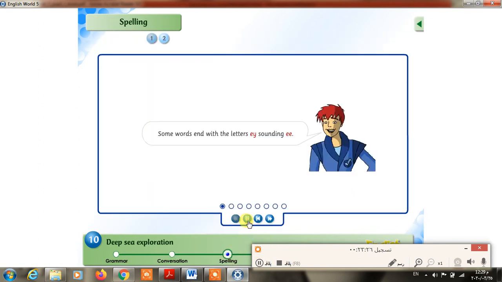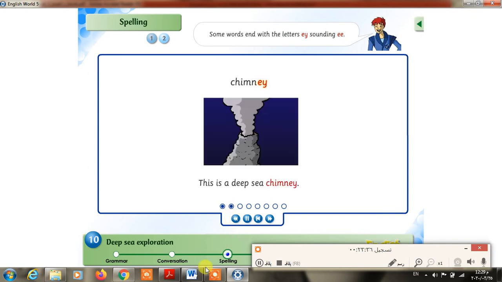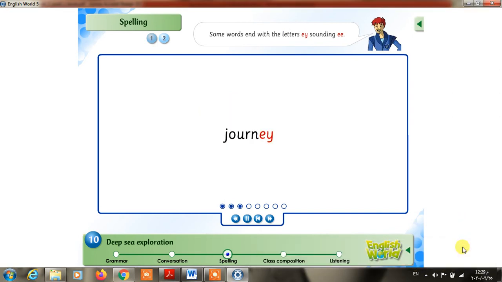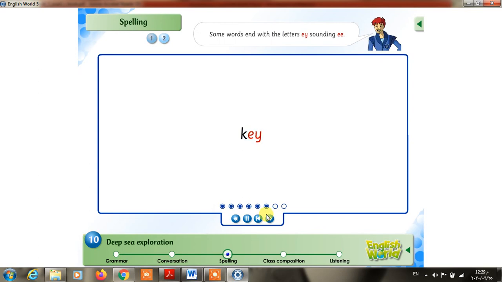Some words end with the letters EY, sounding E. Chimney. This is a deep sea chimney. Journey. Chimney. Valley. Key. Donkey.